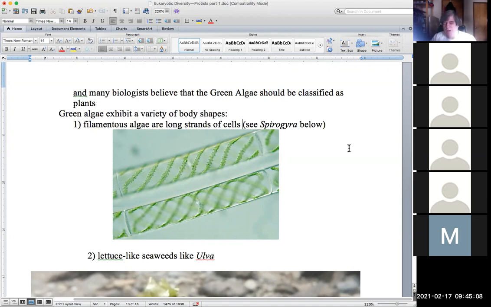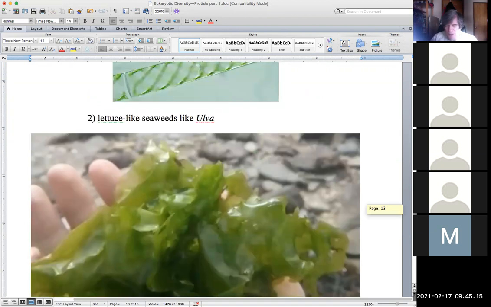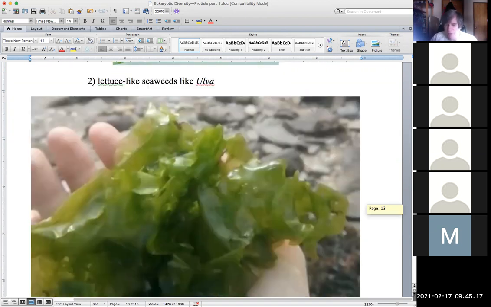As far as I know, this is the only type of algae that has a jazz band named after it. There's a jazz band called Spirogyra.